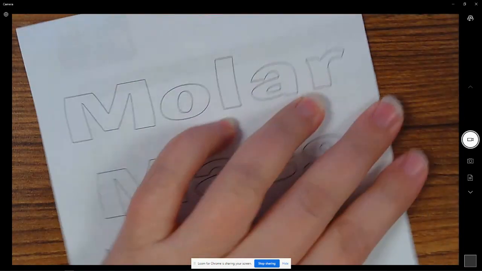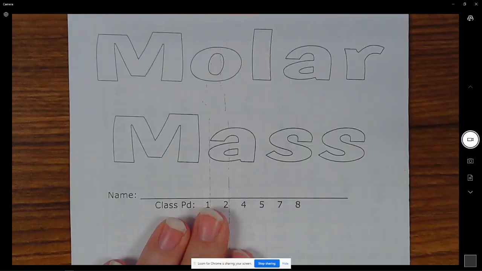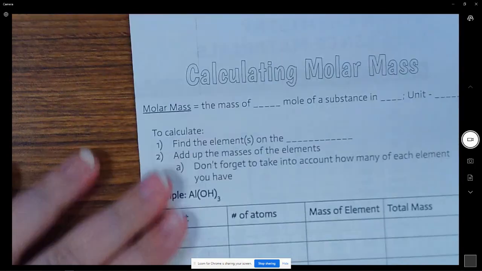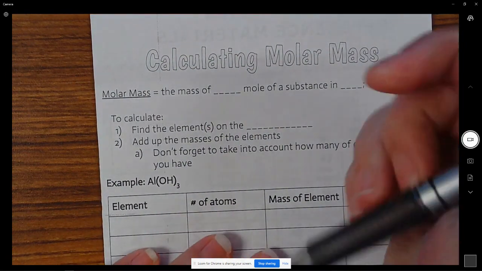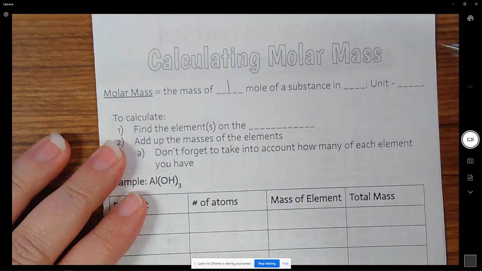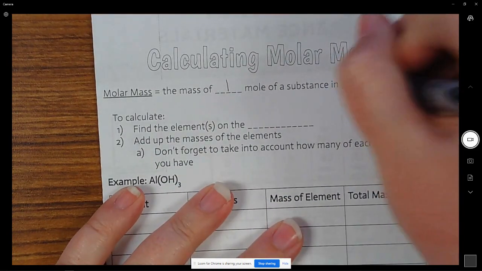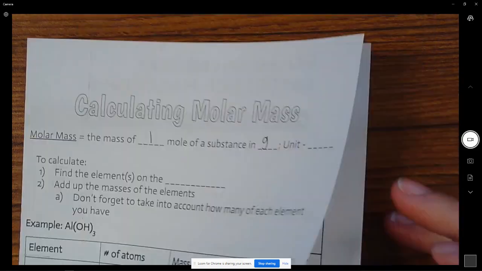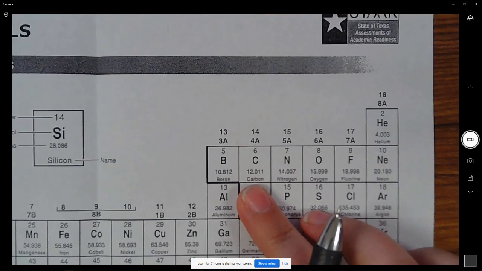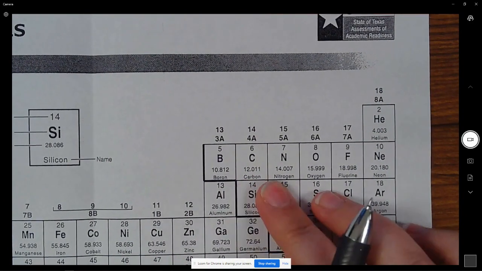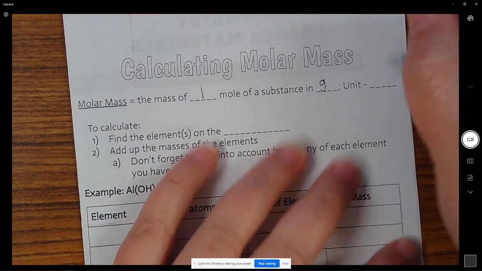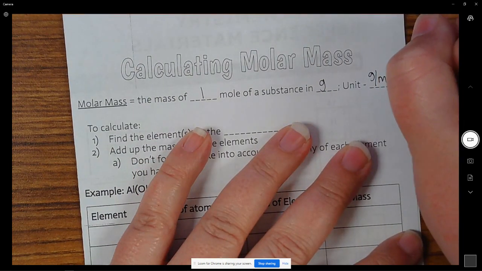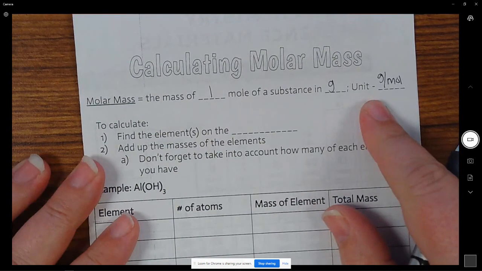For now, because you'll probably turn this in so you don't lose it, go ahead and put your name and circle your class period. So today is about calculating molar mass. It's relatively straightforward. Molar mass is simply the mass of 1 mole of a substance in grams. Remember that the masses on our periodic tables are written as atomic mass units, not in grams. When we report molar masses, it's the same number, but in grams. And so the unit is grams per mole. It is important that you know the unit for molar mass.